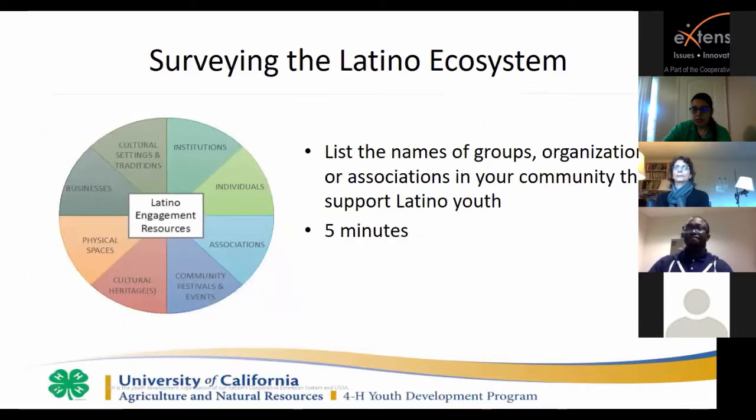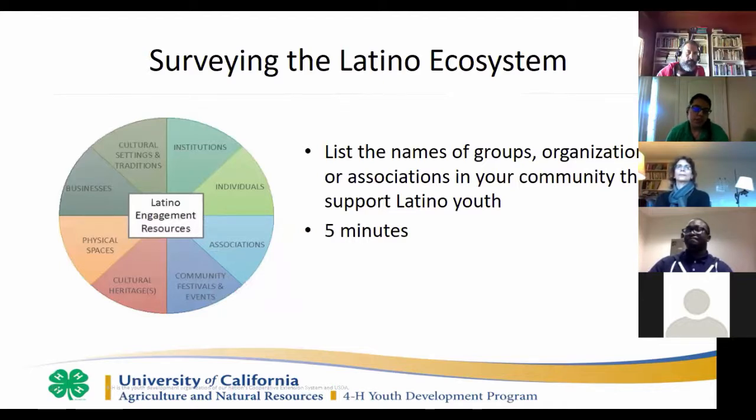This is the first tool that we use, and we call it the Latino Engagement Research Charts. It's a tool to help survey the Latino ecosystems. As you can see around this wheel, we have different places, institutions, businesses, or entities in the community that might be successful at having Latino youth participating in their spaces. Now we're going to take 5 minutes, and if you can start listing the names of groups, organizations, or associations in your community that you believe are supporting Latino youth.